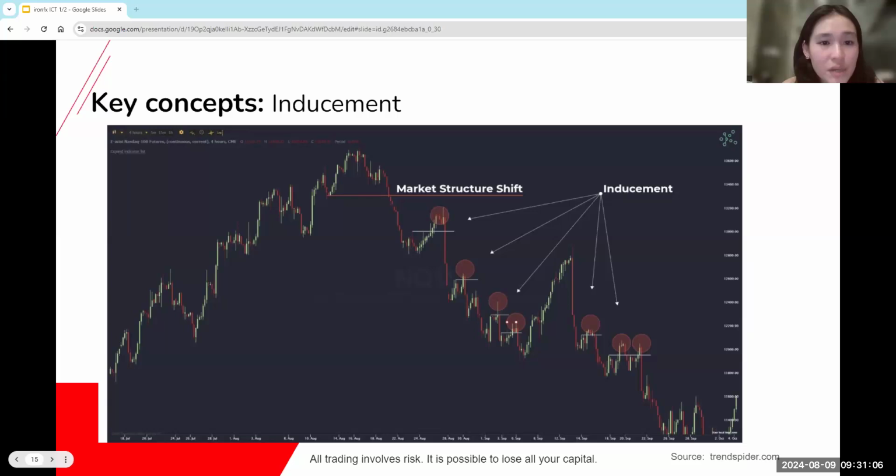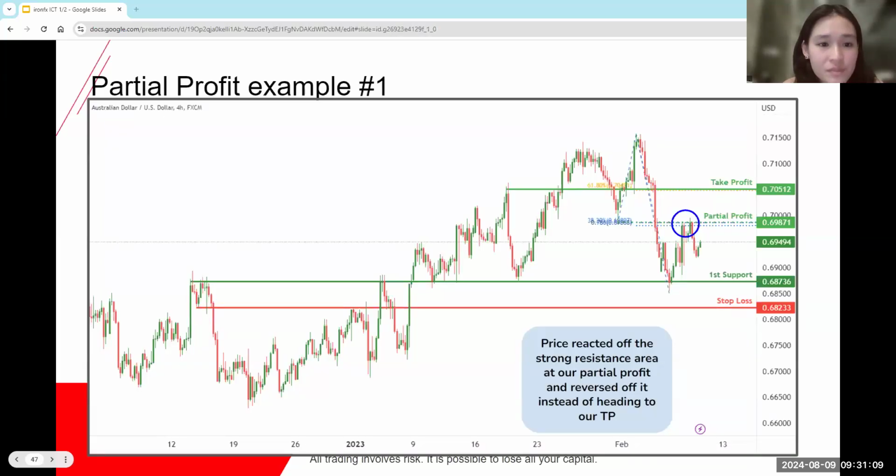Let's look at partial profit as well. Here's our first example of a partial profit. Since we've been talking about having a dynamic stop loss and dynamic take profit, another horizontal level that you could use is a partial profit, where if you're not sure if price is able to push past that area, you get out, or rather you collect a couple of wins over here, just in case price doesn't reach your take profit.